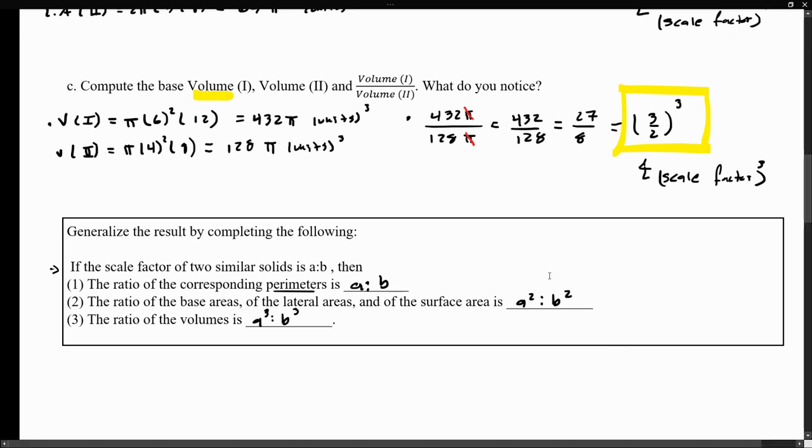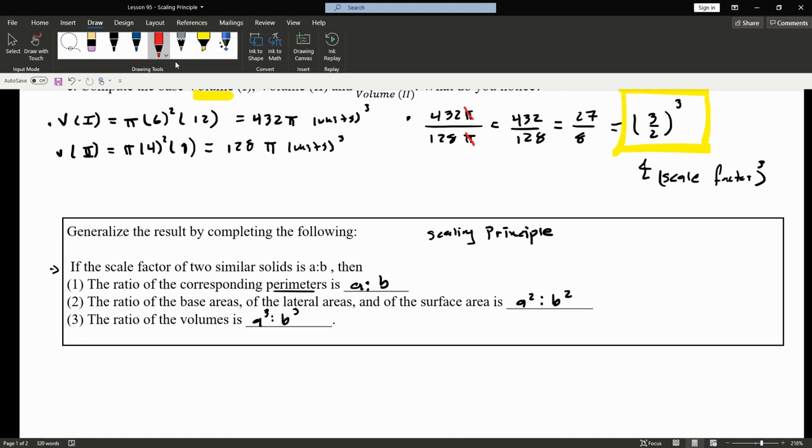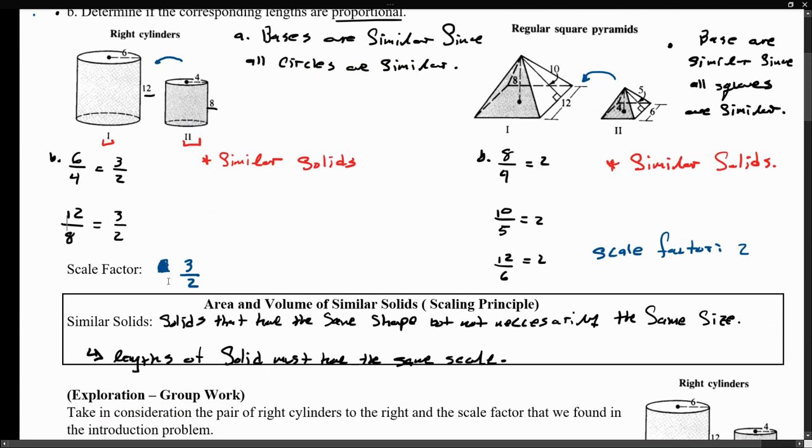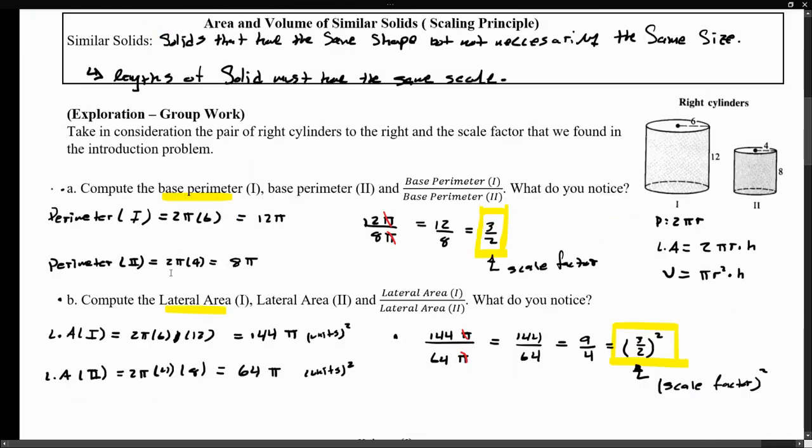And this is what we call the scaling principle. And this is very important. This is only true with solids that are similar. If you are working with solids that are not similar, then the scaling principle cannot be applied. The scaling principle only applies if we have similar polygons, because if we have similar polygons, then we can determine a scale factor. If they're not similar, there's no scale factor, so there's no proportion.